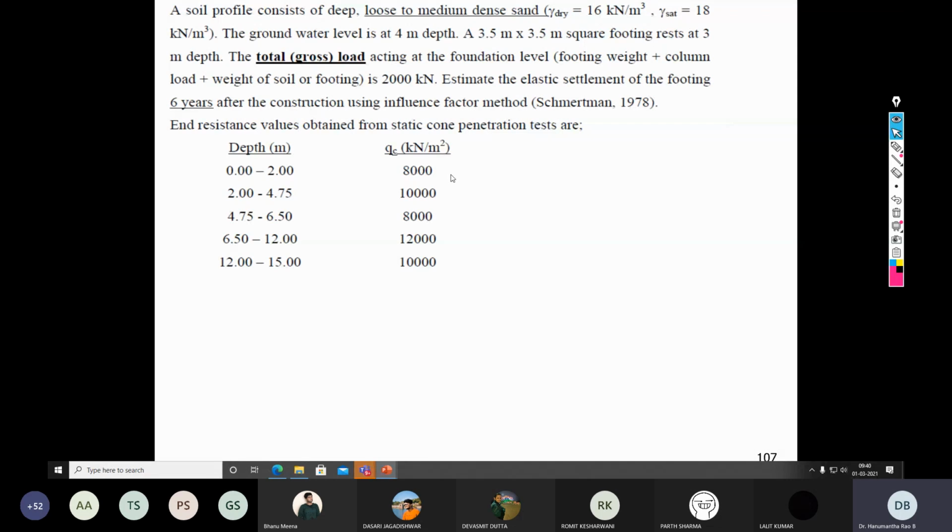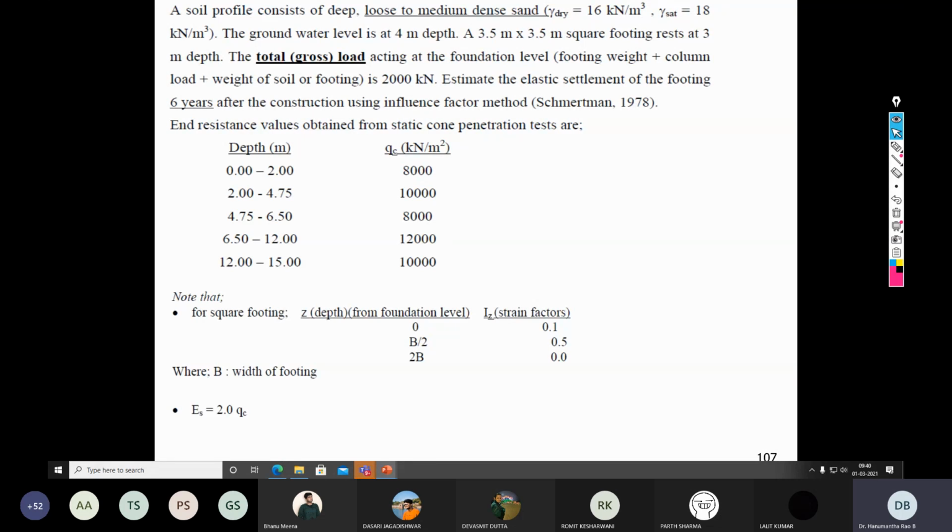But in the CPT equation, there is no time factor to embed. Sir, there is one creep correction factor equation. Yeah, there is one creep correction factor equation. So in this case, the method that is supposed to be used is the strain influence factor method.